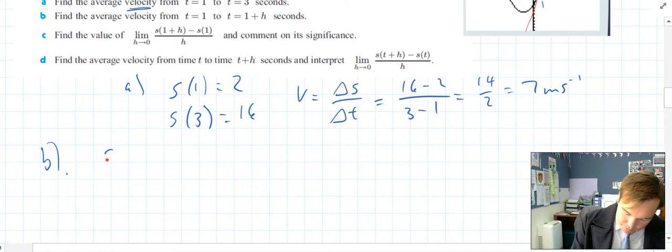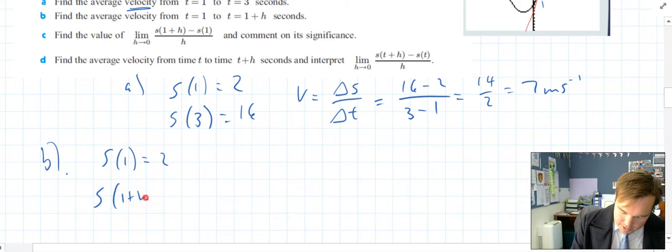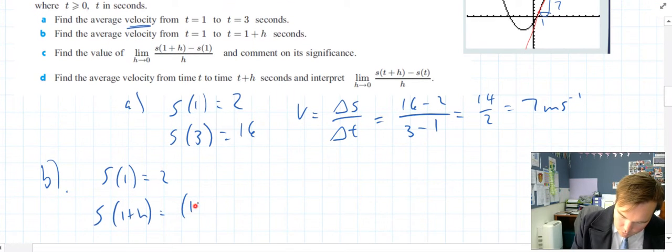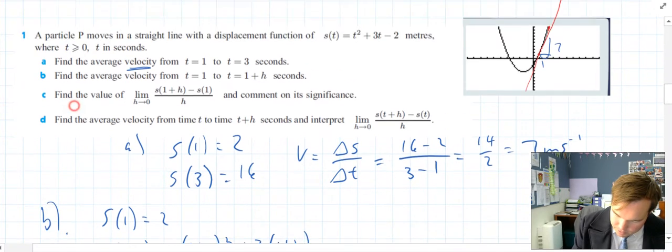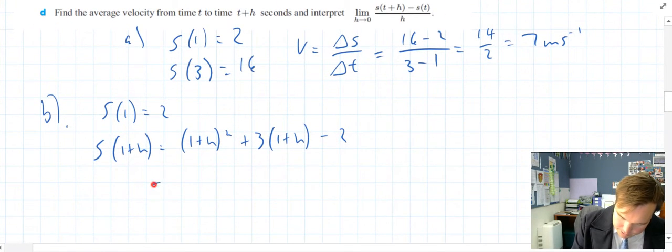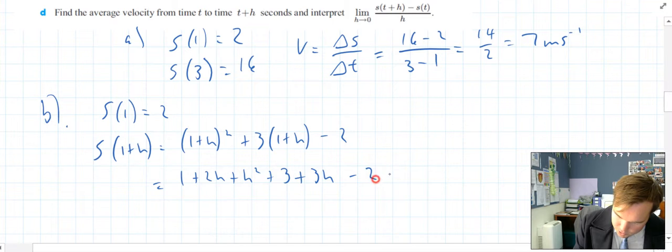Alright, so time equals 1 looks like this. We are 2 meters to the right of the origin. Time equals 1 plus h is a little different. So that way we have to sub in here. That is (1 plus h) squared plus 3 lots of (1 plus h) minus 2. Alright, let's expand and simplify. 1 plus 2h plus h squared plus 3 plus 3h minus 2. Note that didn't come out to 1 squared plus h squared. You have to remember the FOIL or the proper expansion.